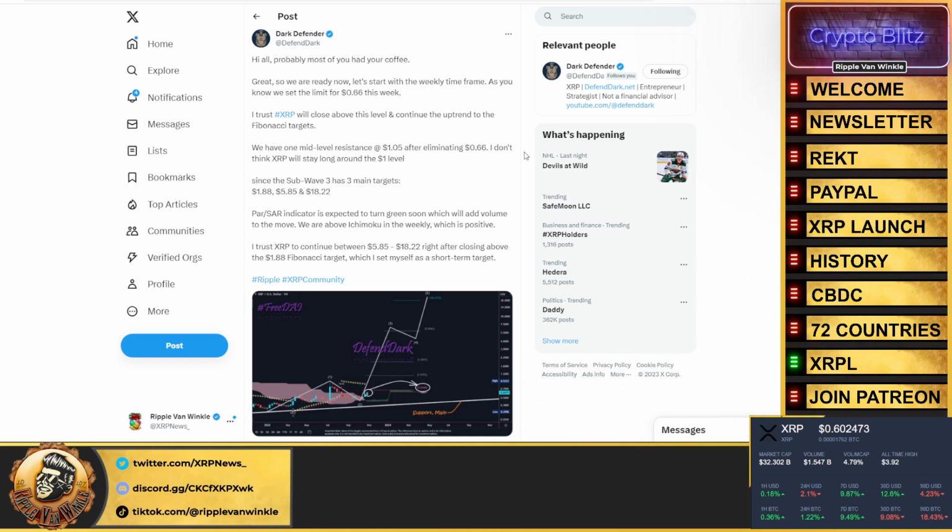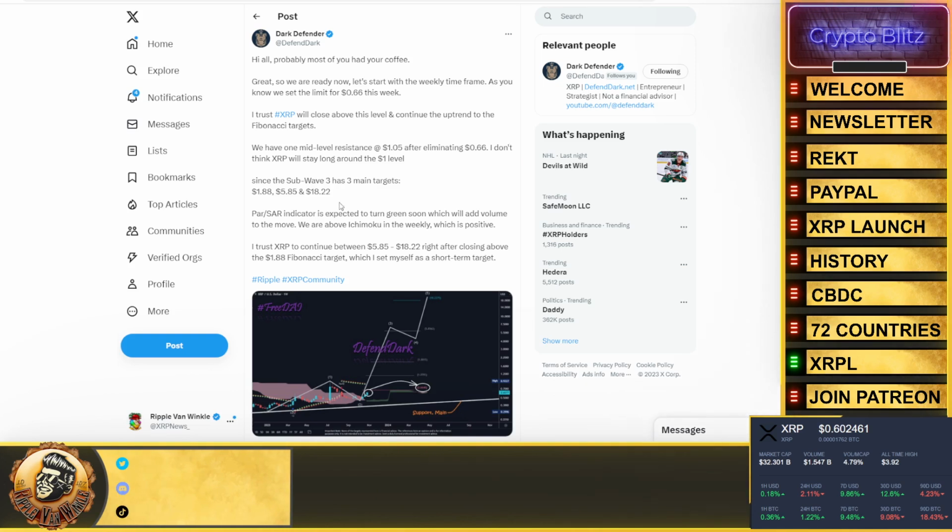Dark Defender, XRP Ledger. He says, already now, let's start with this weekly time frame. As you know, we set the limit at 66 cents this week. I trust XRP will close above this level and continue the uptrend to the Fibonacci targets. He's looking at a weekly close above 66 cents.